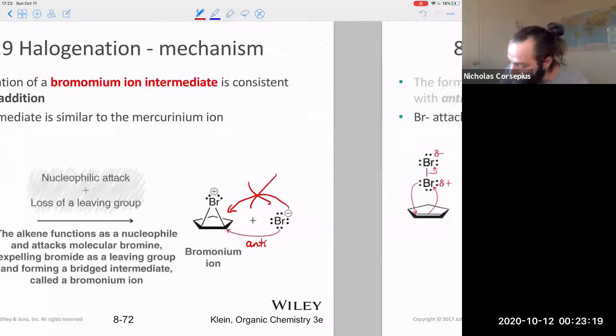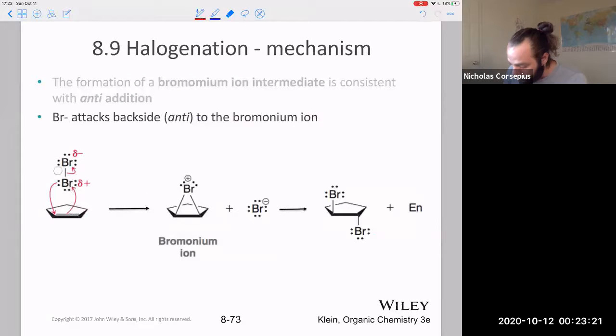Okay, so the full mechanism here would again be first, the double bond plays the role of a nucleophile, but then you have this cyclic bromonium ion intermediate that's formed. And then the bromide that got kicked off as a leaving group in that first step is now playing the role of a nucleophile and attacking that cyclic bromonium ion from the anti-direction.